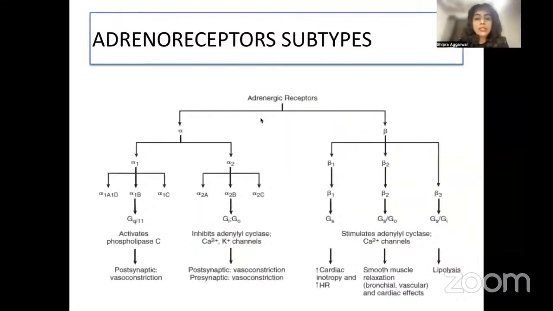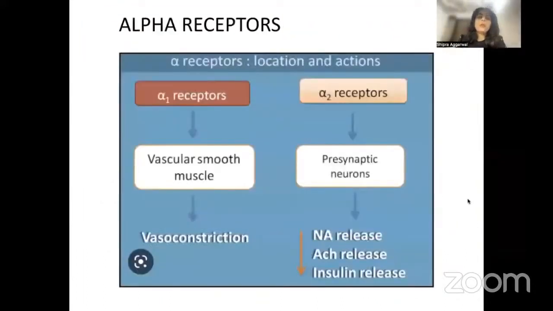So the adrenergic receptors are divided into alpha and beta. Alpha is further subdivided into the alpha 1 and the alpha 2 subtypes. Beta is divided into beta 1 to beta 3 subtypes. So coming on to the alpha receptors. The alpha receptors, as we have discussed earlier, are of two types: alpha 1 receptors and alpha 2 receptors.